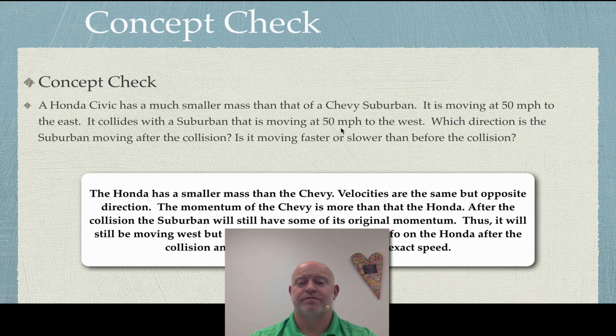Now, keep in mind, this is not a good scenario for either person, but in terms of the collision, the Suburban is going to slow down and keep moving in the same direction. The Civic is essentially going to probably stop and possibly even be forced backwards in this scenario, which would not be good. And we'll talk about that more in later video lessons. So, will it be moving faster or slower? It'll be moving slower.